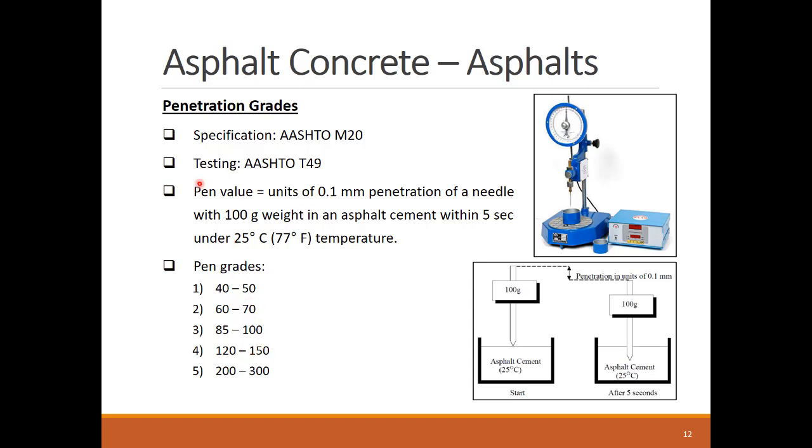An asphalt mix is given a penetration grade based on an ASTM standard test that measures its pen value as the distance in 0.1 millimeter that a 100 gram needle penetrates into an asphalt cement sample within 5 seconds at a specific temperature. The mixes can follow the shown 5 standard pen grades. The higher the pen value, the less viscous the mix will be.